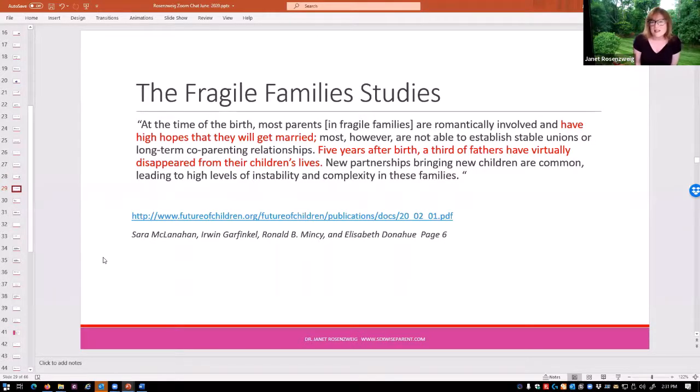I'm going to take a slightly different tack for a second and mention the Fragile Families studies. The Fragile Families studies are longitudinal studies that have been going on for probably 20 years now, where they look at the impact on family development when there is only one parent in a household. What they found is that at the time of the birth, most parents in these families had high hopes that they would stay together and get married, but were just not able to establish a stable union. And within 5 years of birth, a third of the fathers have virtually disappeared.